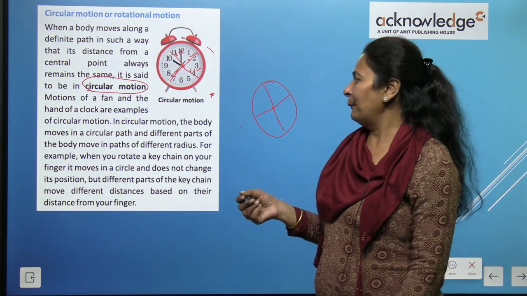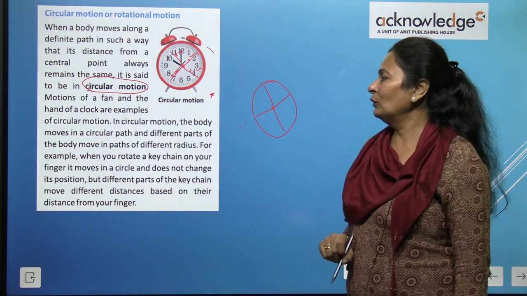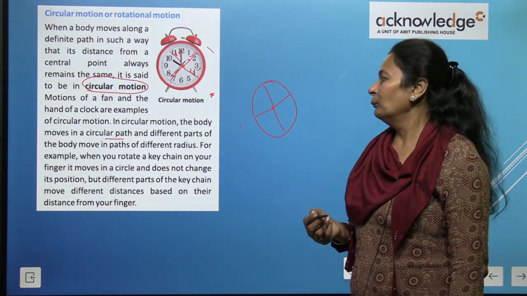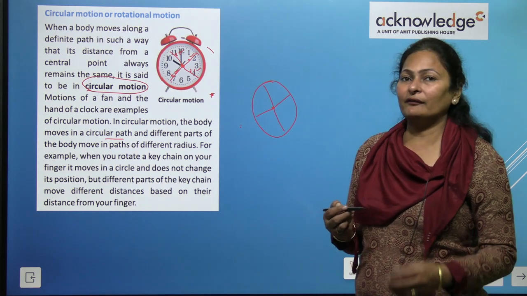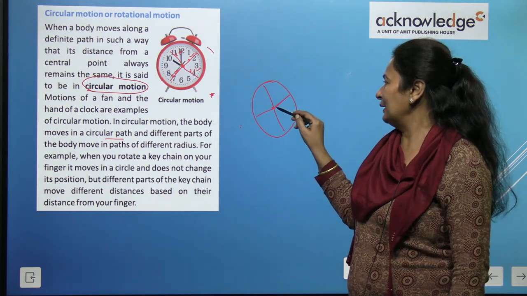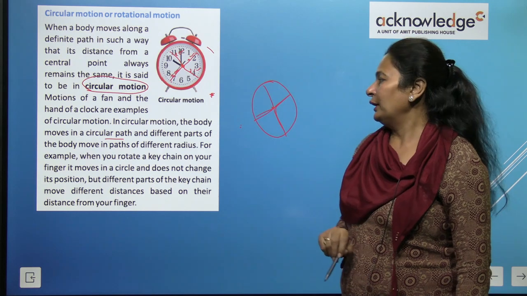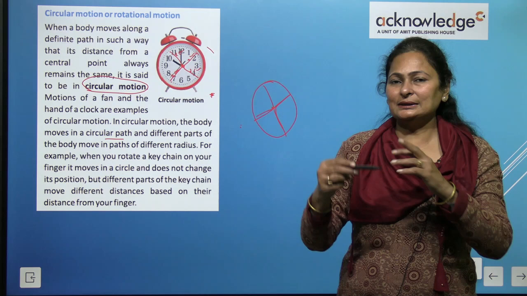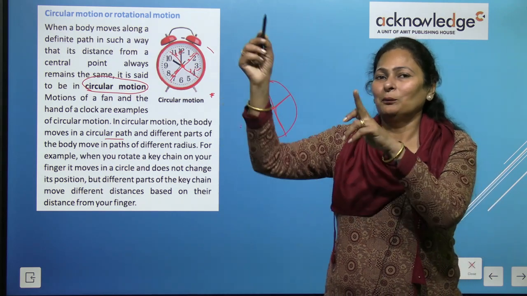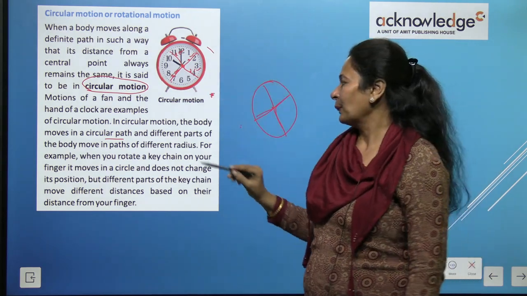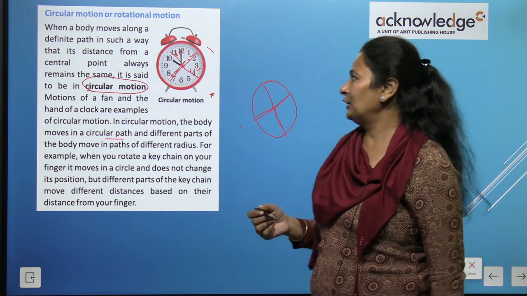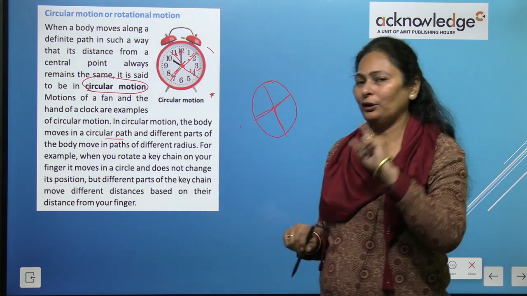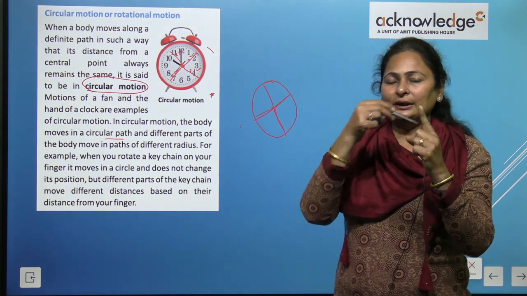Let's see the examples. In circular motion, the body moves in a circular path and different parts of the body move in paths of different radius. This is the radius, right? So the path can be different but the radius is the same, meaning the distance between two points is the same. This is called circular motion. For example, when you rotate a keychain on your finger like this, right?